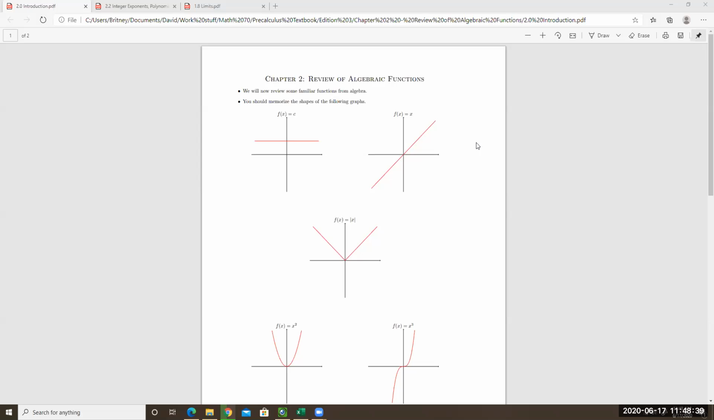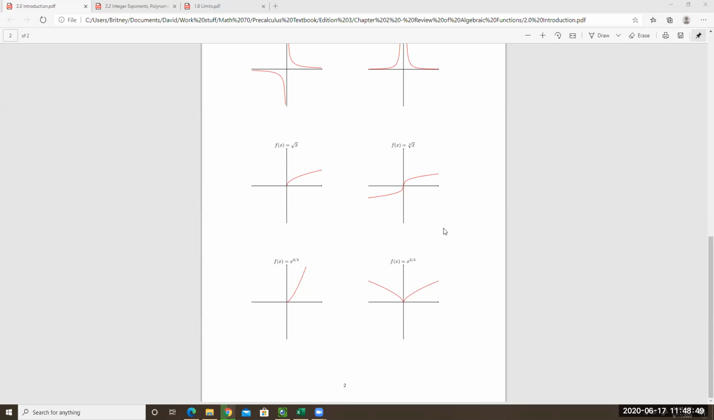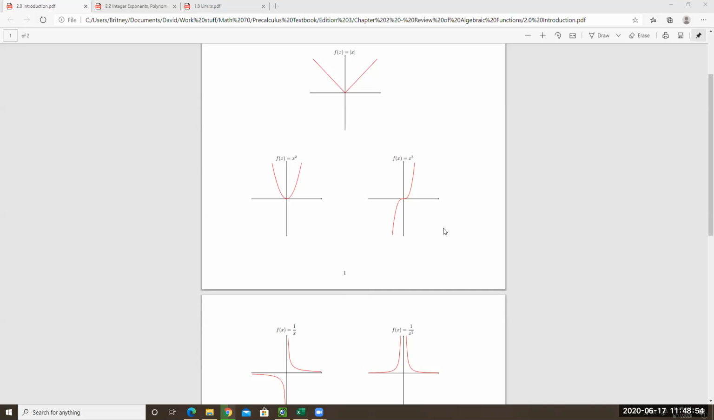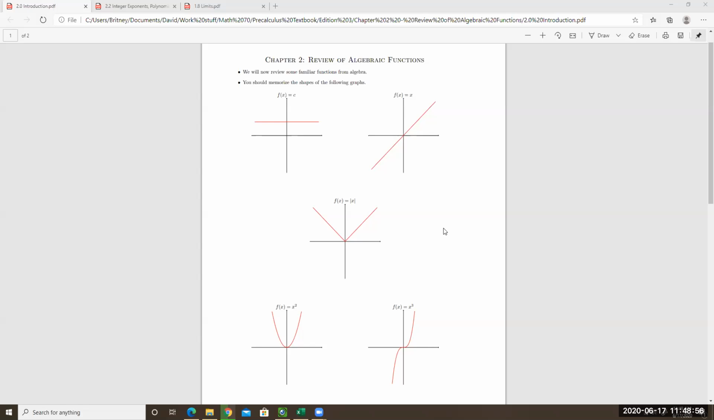What I've done here is I've provided you with some graphs of these functions, and you need to memorize these, right? You need to memorize just the basic shapes of all of these different kinds of functions, okay? So commit them to memory, make flashcards if you want, but it should be sort of engraved on your soul. Like you should know when you see f of x equals x cubed, this picture should just pop into your brain along with it.